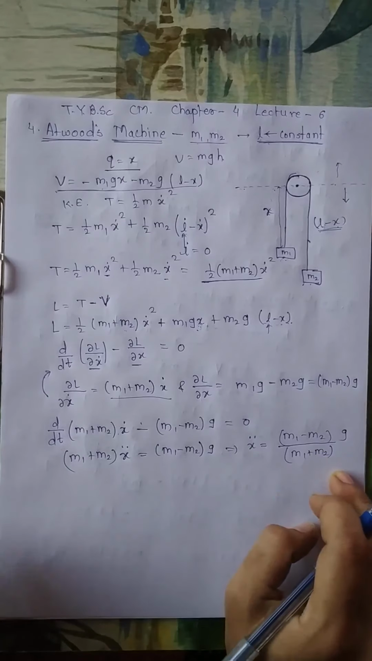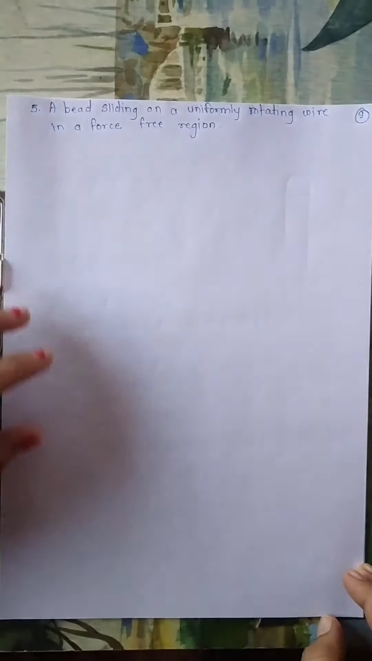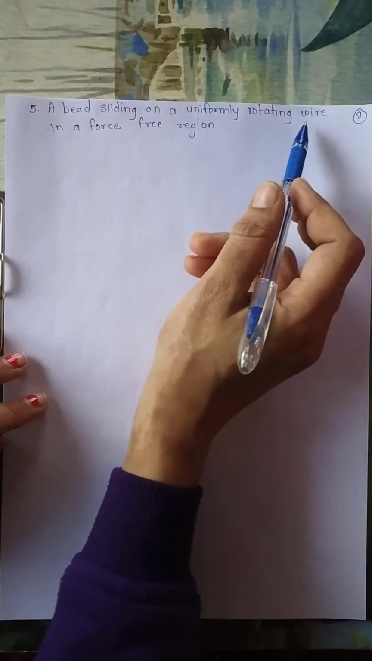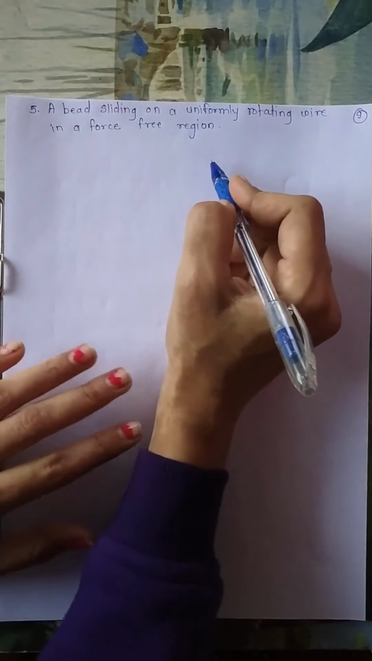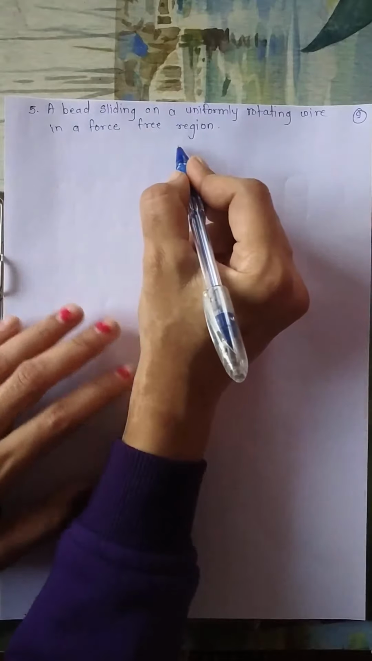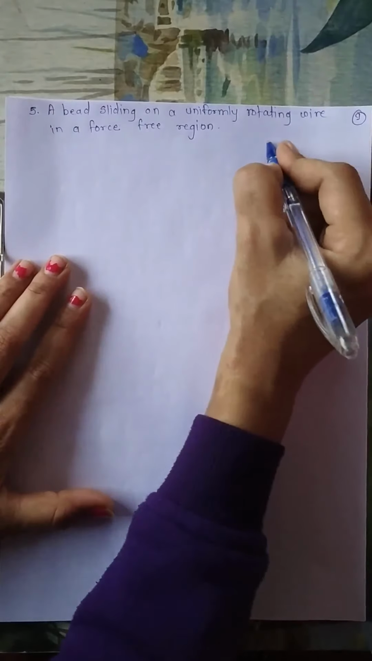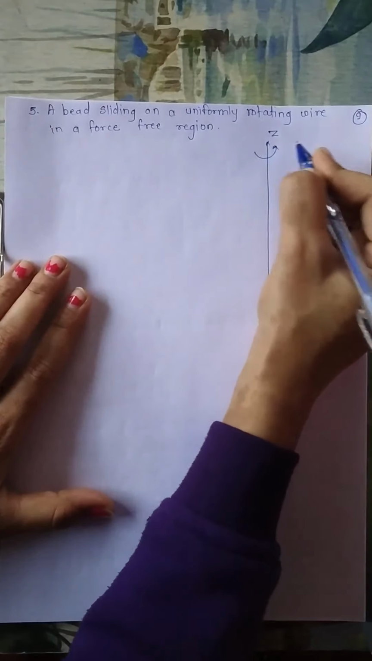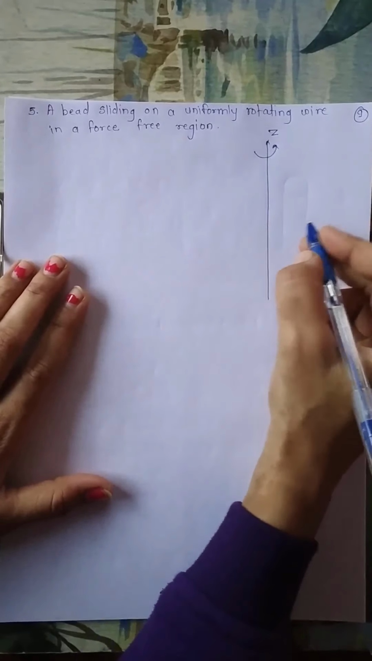Now we will take the next example, which is example 5 or application number 5. It is a bead sliding on a uniformly rotating wire, and this system is in a force-free region. So what will be the picture? Let's say that a wire is straight and rotating about a fixed z-axis, and I am taking the z-axis over here. So this is our z-axis, and along this z-axis the wire is rotating, and this is perpendicular to the xy plane.